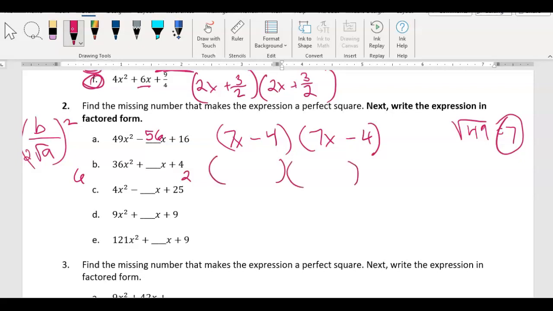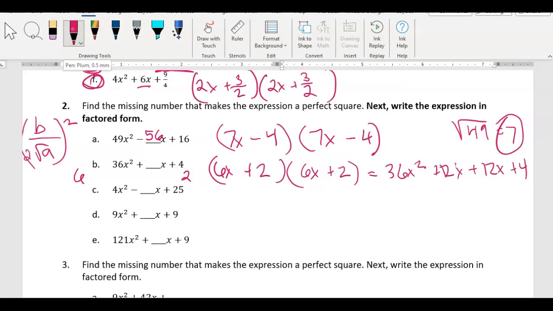So let's see if that works out. If we have (6x plus 2) and (6x plus 2), and again, I'm gathering that from these two perfect squares. And so we would get 36x squared plus 12x plus 12x plus 4.